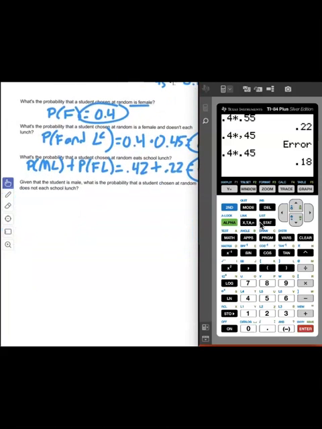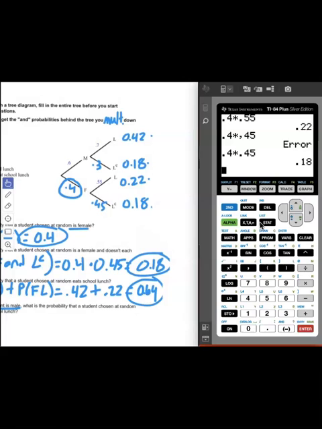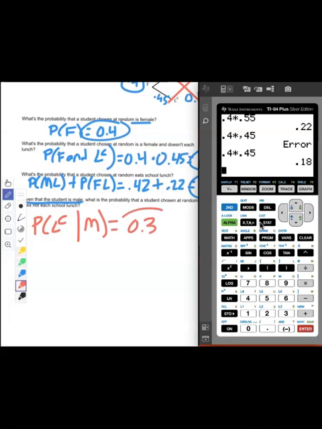All right, and last question. Given that the student is male, what is the probability that a student chosen at random does not eat school lunch? Well, that makes this pretty easy. If we know they're male, then we don't have to look at the first branch at all. Now we only have to look at this part, because everything down here is female and doesn't impact us. If we know they're male, 0.7 of them eat lunch, which means 0.3 of them do not eat lunch. So the probability that they do not eat lunch given that they're male is just 0.3. No math to do on that.